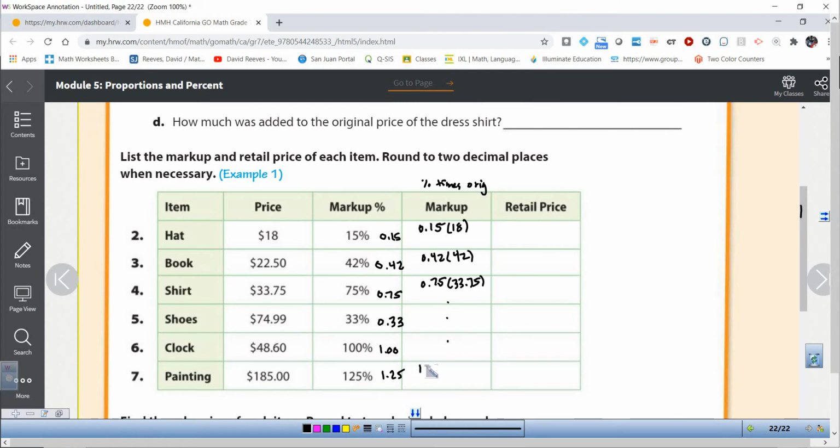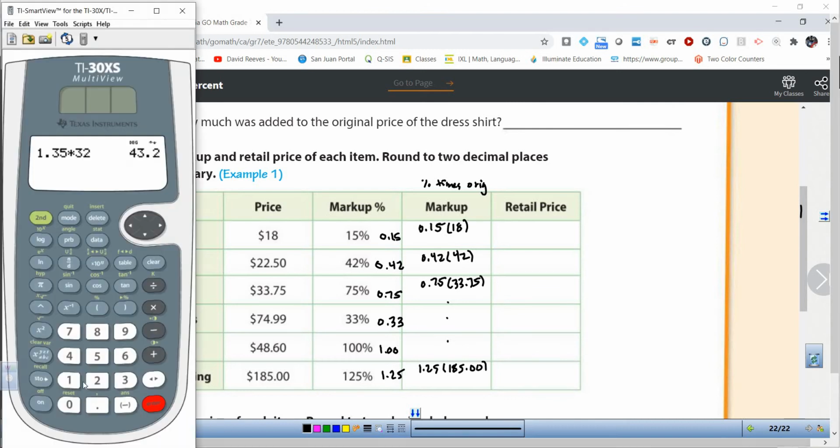I do want to remind you, however, if you multiply by a percent that is higher than 100%, then your answer will be more than double what it was originally, and your decimal will always be greater than 1. Okay, and then to get the actual markup, I'm going to put that in my calculator. Again, that's an expression right there.